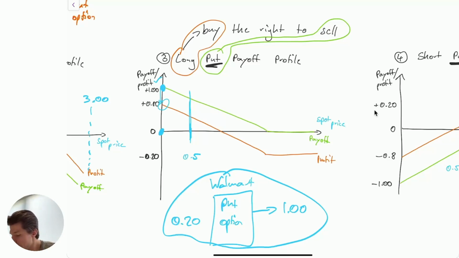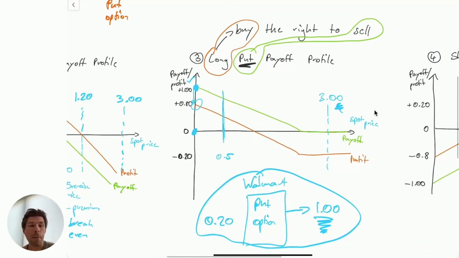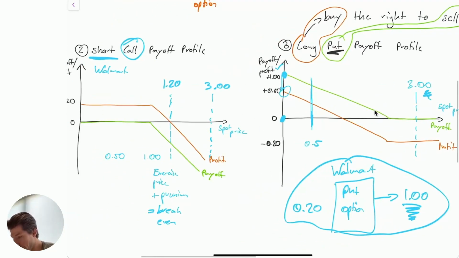Yeah. And then here as well, if it goes to the right, if the spot price of an apple is 3 and the customer comes, takes an apple, goes to the counter, wants to buy the apple, then Walmart would not say, hey, I have the right to sell you the apple for $1, because the current market price is 3. Yeah, so then Walmart would just not exercise the put option.